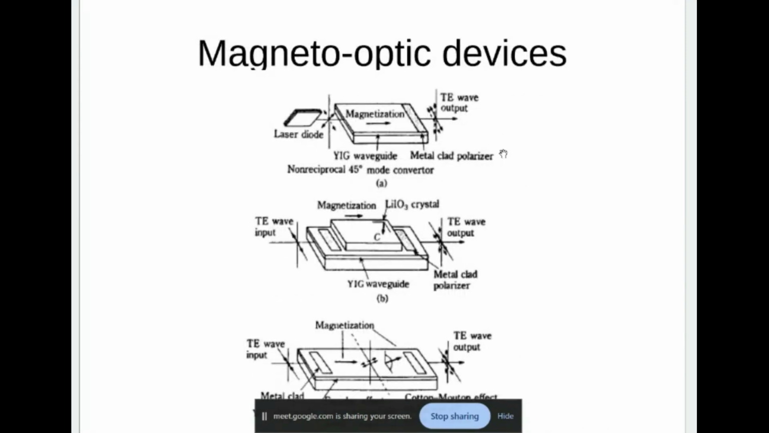One more, magneto-optic. If you want to make magneto-optic devices, we have to manipulate the polarization state. So the magnetic materials are most suitable there. That means you have to coat. Earlier I said anisotropic. You have to put a magnetic medium on top of these crystals. Then you can manipulate. And magneto-optic means your magnetic field will influence the refractive index.